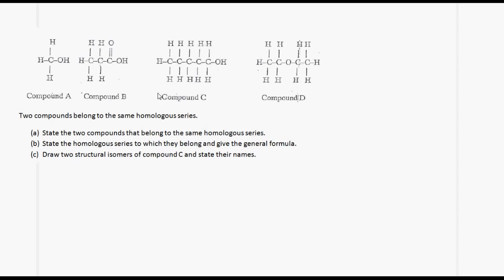In this question we have 4 compounds, and compound A is an alcohol because we have the OH group present. So A is an alcohol. In case of compound B, we have the COOH group, which is the carboxylic acid group. So it's a carboxylic acid.